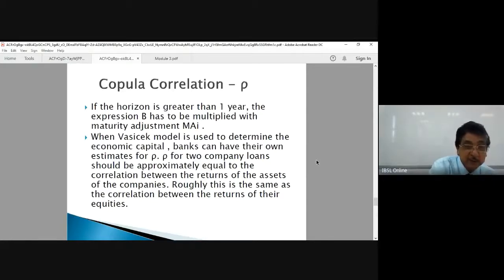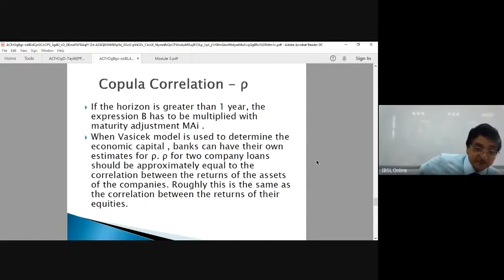Now, in this particular presentation, rho for two company loans should be approximately equal to the correlation between the returns of the assets of the companies. And this is roughly the same as the correlation between the returns of their equities. Now, these can be calculated through the information which you can gather from the stock market.